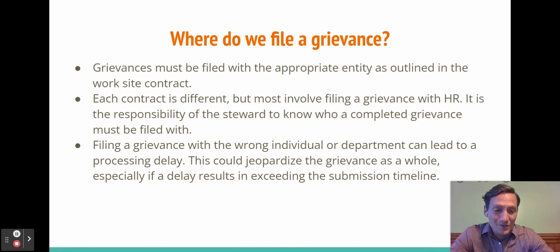There's nothing we can do. We can't challenge that. We could ask management to accept it, but at the end of the day, if we didn't follow the contract, it's a wrap, right? So just keep that in mind. We need to know where it gets filed and who it gets filed to.